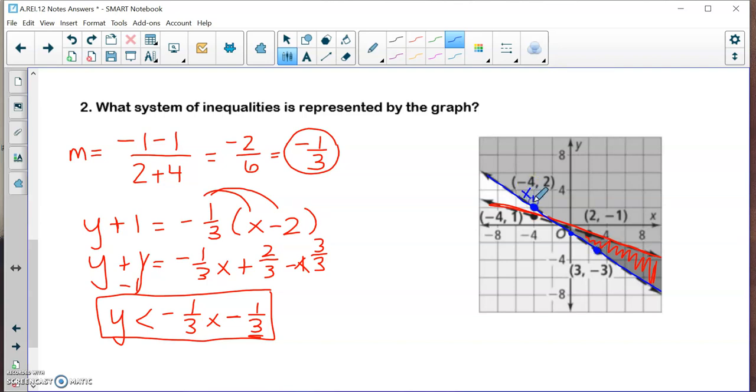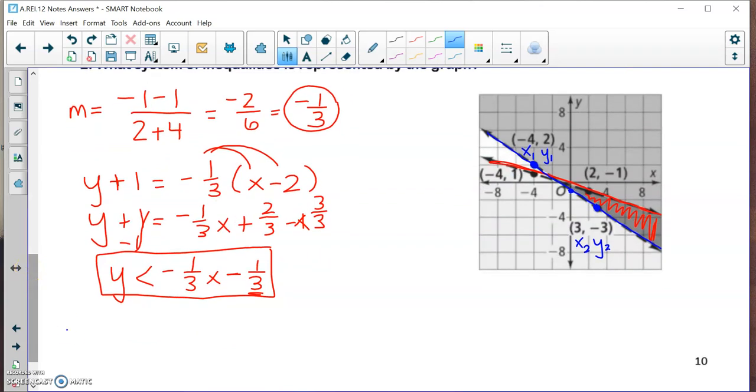My first blue point I'm labeling x1, y1. My second blue point I'm labeling x2, y2. I'm going to go through the same process as I did for the red inequality to find my blue inequality. I'm going to use slope. Slope is y2, which in this case is negative 3, minus y1, which is 2, all over x2, which is 3, minus x1, which is negative 4. Minus a negative 4 is the same as plus 4. So I wind up with negative 5/7 as my slope.